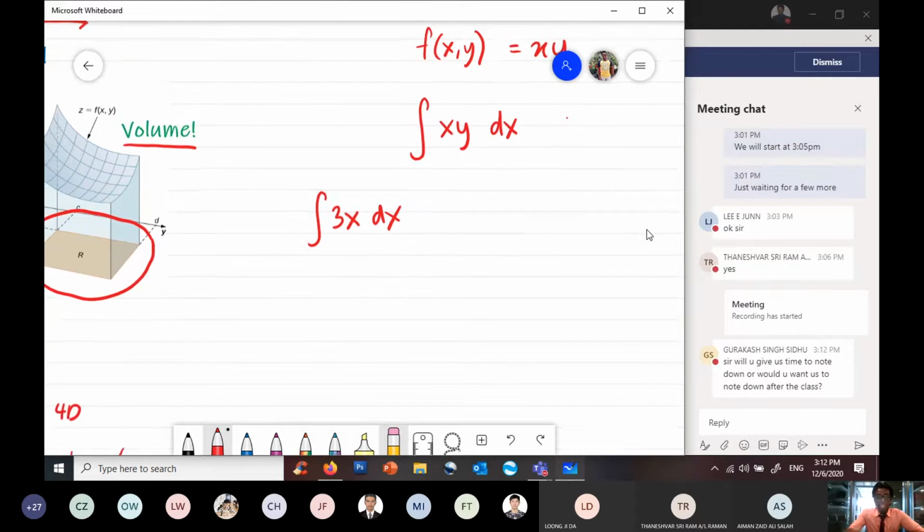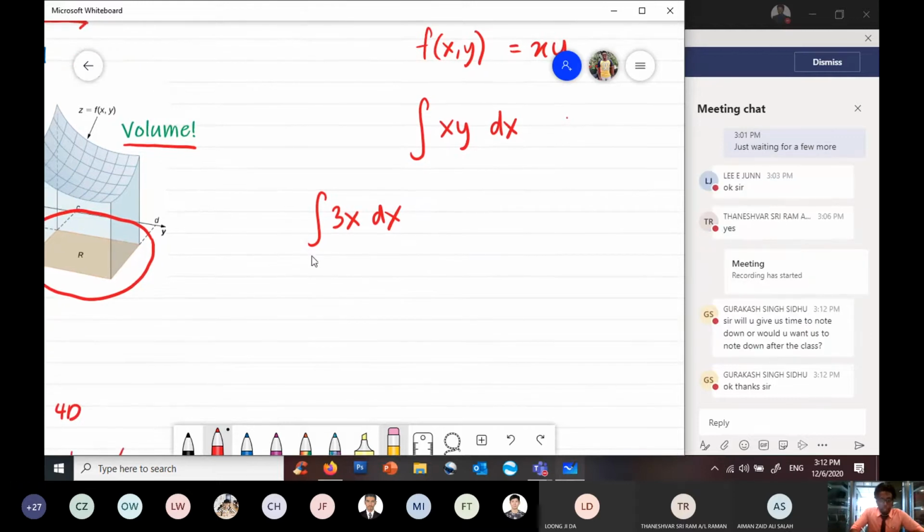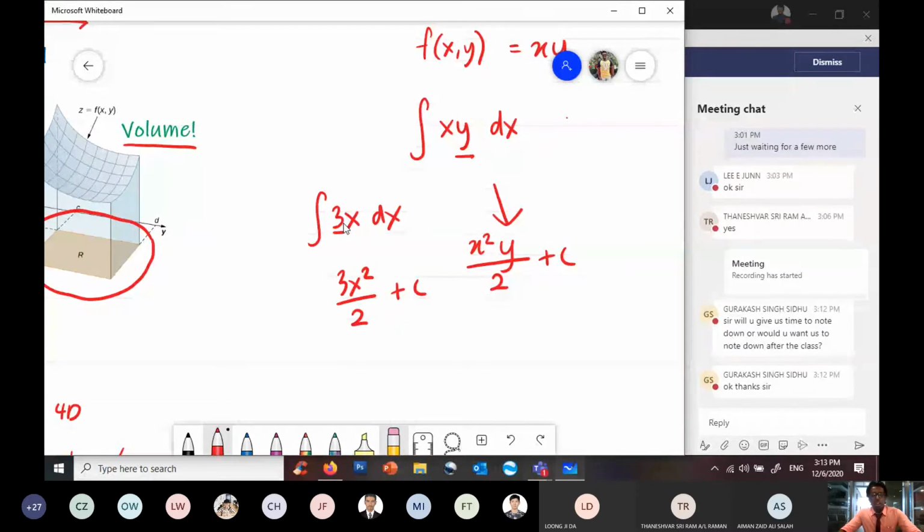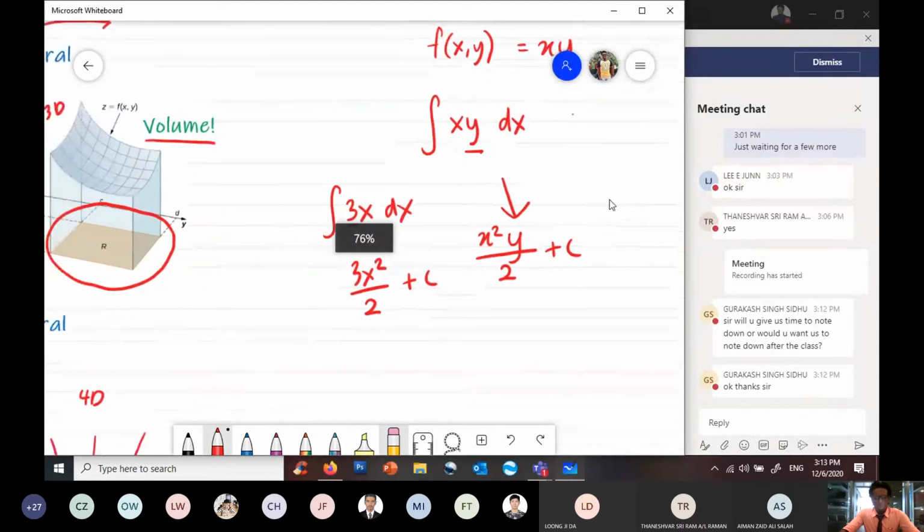So if you are integrating 3x, what you would get is simply 3x squared over 2, basic integration plus c, of course. Similarly, if this is how you treat a constant, then treat y the same way. y is a constant. So what would you get if you integrate this? You will be getting x squared times y over 2. You treat the y as you would treat any other number, because y is just a constant. Okay, so this was a random cooked up example.